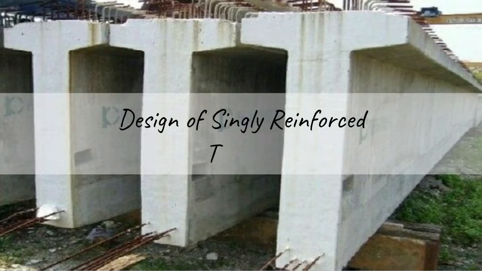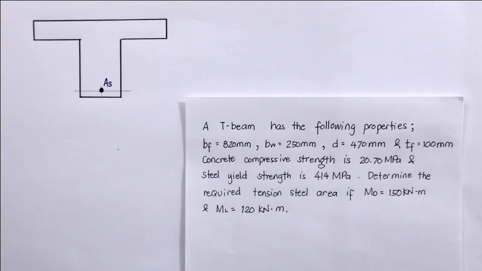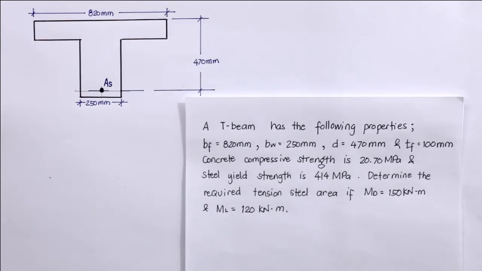Design of singly reinforced T-beam. A T-beam has the following properties. B sub F, or base of flange, is equal to 820 mm. B sub W, or base of web, is equal to 250 mm. Effective depth is equal to 470 mm. T sub F, or thickness of flange, is equal to 100 mm.